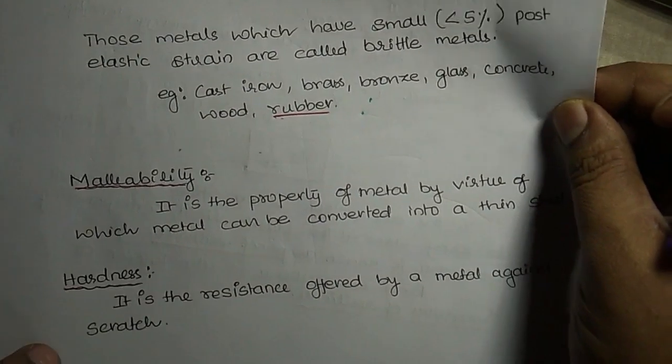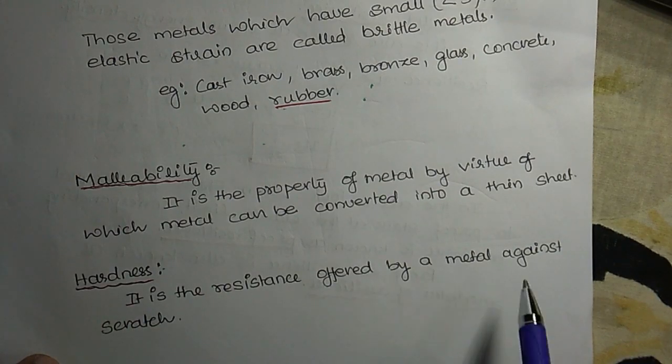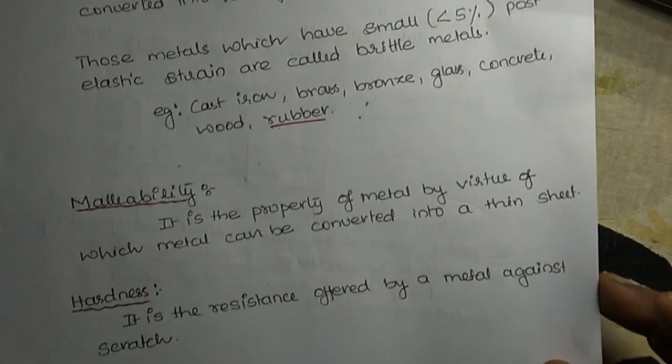Coming to the next part, we have hardness. It is the resistance offered by a metal against scratch or abrasion. Okay, that we call hardness. This is the property.